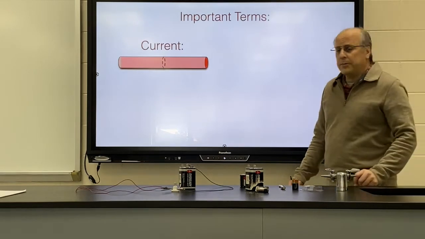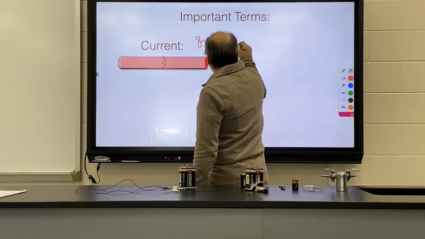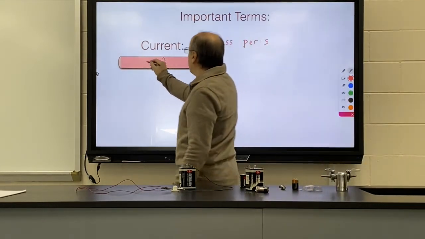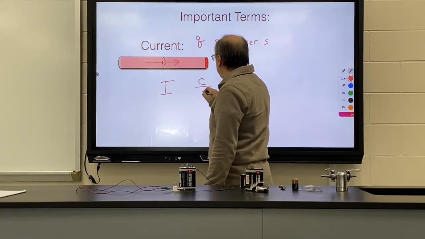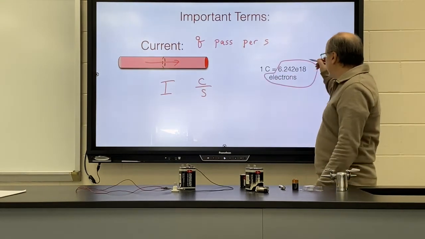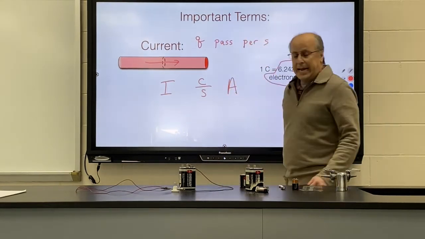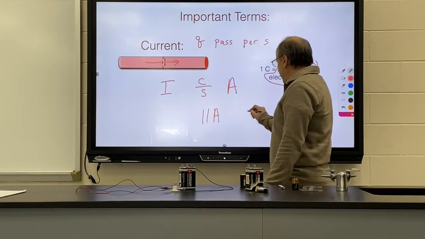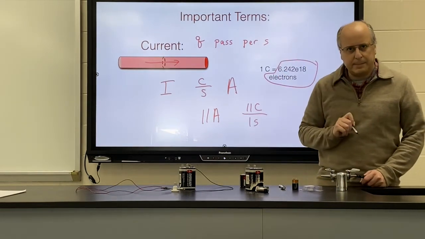Our second term is the term current. Current measures how many charges are flowing per second. So current refers to the flow of charges. It goes by the letter I, and it's measured in coulombs per second. 1 coulomb per second means this many electrons per second. Oftentimes, coulombs per second will be called an amp. So if you have a vacuum cleaner that's measured at 11 amps, that means it is having 11 coulombs pass through it in 1 second. Okay?